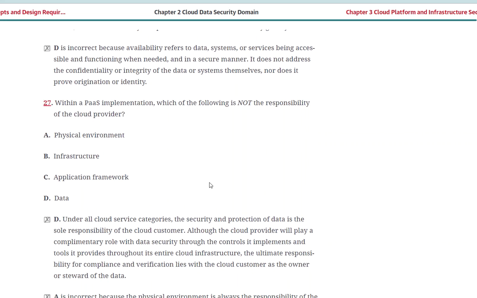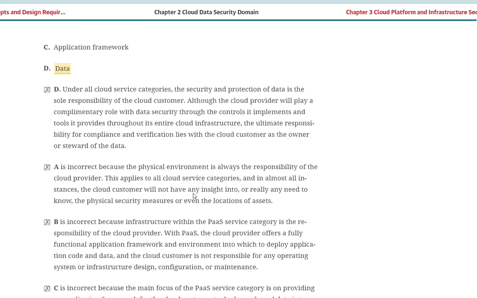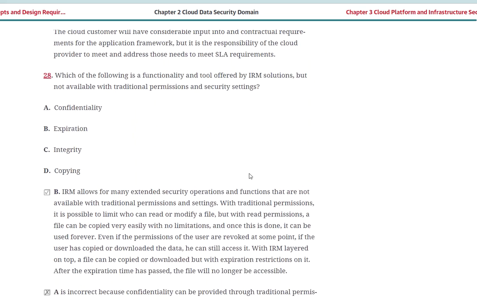Question 27. Within a PaaS implementation, which of the following is not the responsibility of the cloud provider? And the correct answer is D, the data. Question 28. Which of the following is a functionality and tool offered by IRM solutions but not available with traditional permissions and security settings? And the correct answer is expiration.